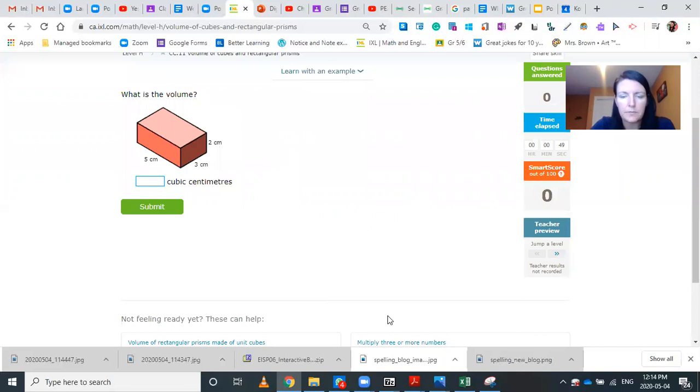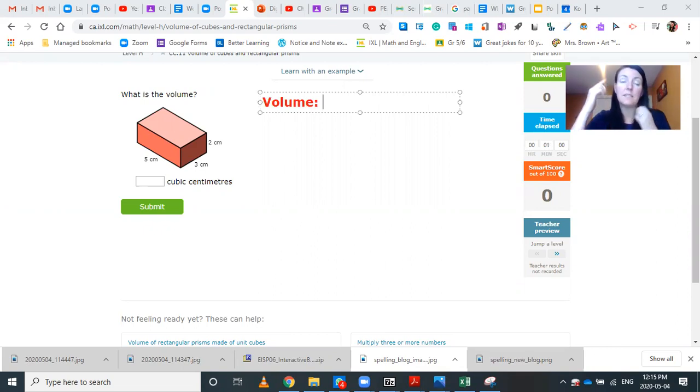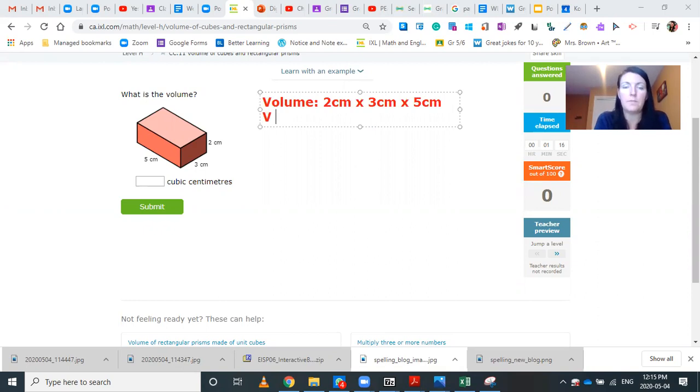Here we've got, what is the volume? So this is how you would set it up. Again, write this out so that you can get it into your head and never forget it, so you don't have to look it up every year. We're multiplying 2 centimeters by 3 centimeters and by 5 centimeters. It really doesn't matter what order you do that in. So your volume is equal to, well, 2 times 3 is 6, times 5, 6 times 5 is 30.